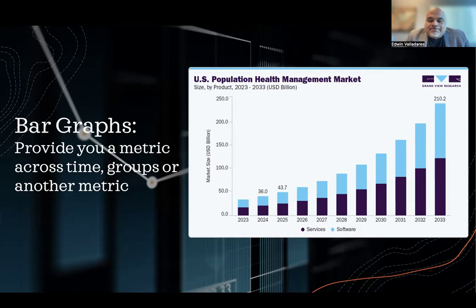You can see that the purple says services, and then in the blue, we have software. So what we're seeing is that they can expect an increase year after year in services and in software across time. That's basically what it's saying. How are we getting these numbers? That's going to be explained a little bit more if you were to dig into how it was put together. But this is just one example of a bar graph.